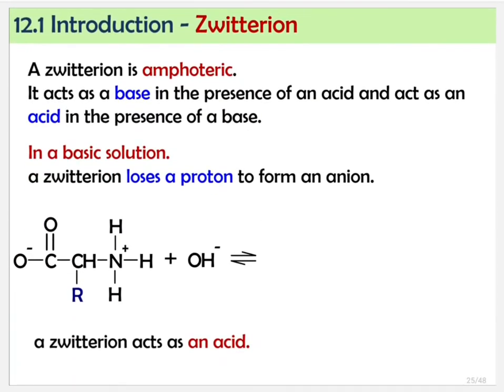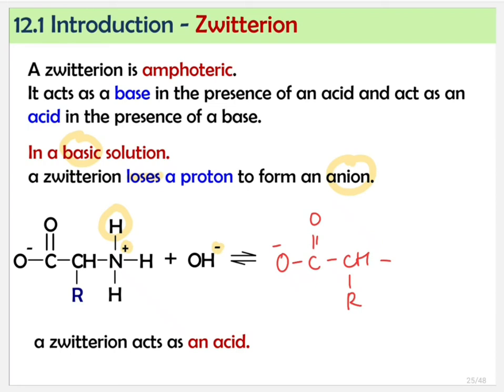Kalau kita letak dia dalam basic solution pula. Jadi, basic solution, Zwitterion will lose a proton to form anion. Jadi, kalau dalam keadaan basic, ion yang wujud adalah OH-. Jadi, OH- bercharge negatif. Takkanlah negatif nak react dengan negatif. Tak boleh kan? So, this positive ion will react with the negative charge. So, O minus C double bond O akan stay. CHR. The NH3 plus dia akan lose one hydrogen. Tak kisahlah hydrogen mana-mana, sama je.